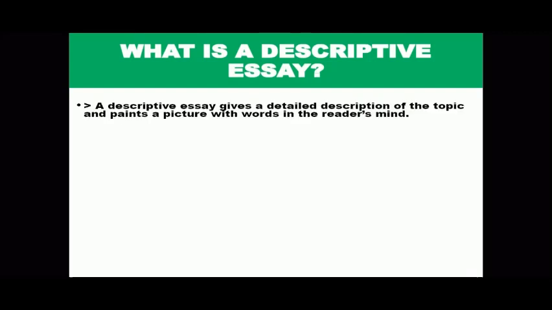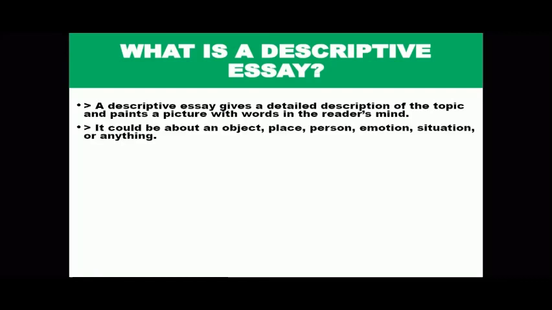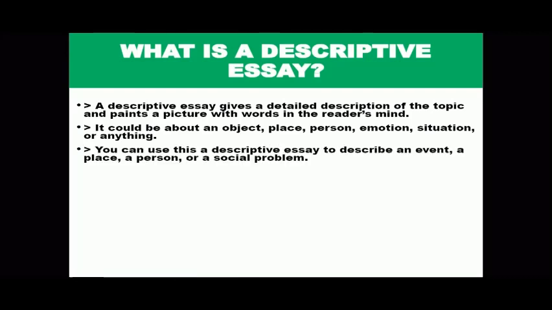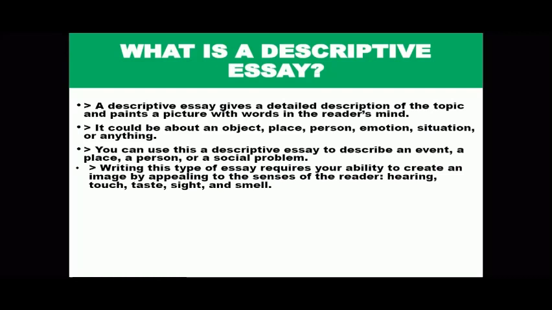What is a descriptive essay? A descriptive essay gives a detailed description of the topic and paints a picture with words in the reader's mind. That is what a descriptive essay does. It is a kind of essay that is used to give a picture of a situation or an object. It could be an object, place, person, emotion, situation, or anything. It could be a social problem. Okay? You can use a descriptive essay to describe an event, a place, a person, or a social problem. That's what a descriptive essay can be used to do.